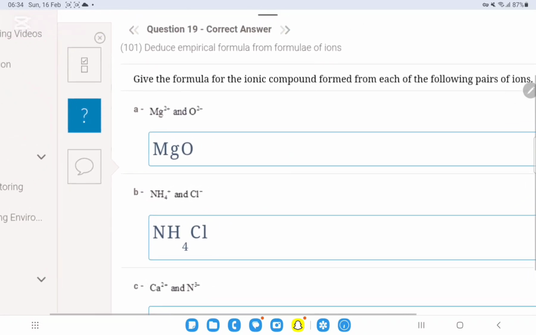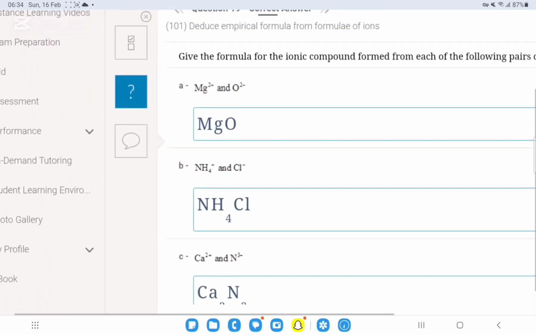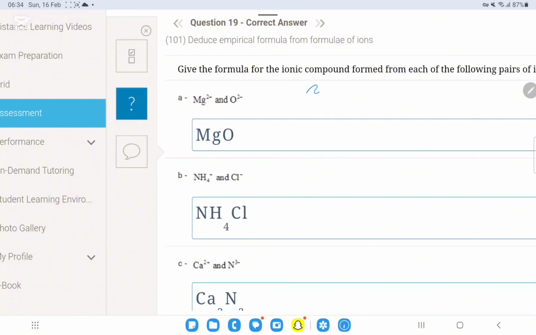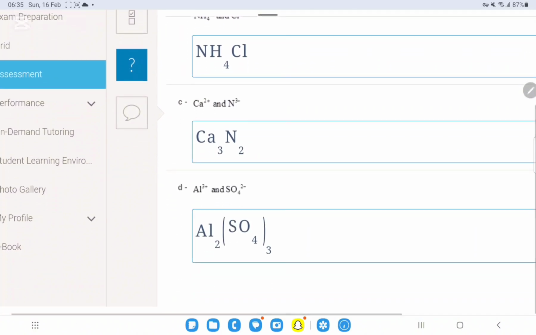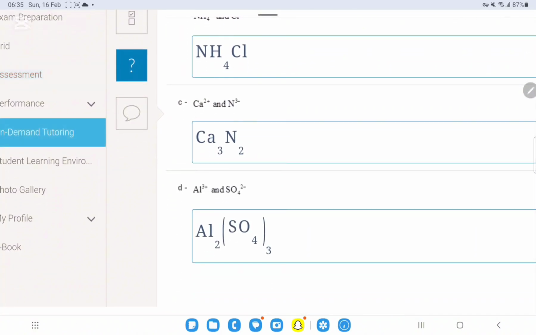Give the formula for the ionic compound formed from each of the following pairs of ions. Now Mg2+ and O2-, they have the same exact number, so the charge, opposite charge, but same number, so they cancel. MgO is the answer. Then NH4+ and Cl-, again since there is no number, it's 1, exact same number but opposite charge, so they cancel. Ca2+ and N3-, these two they don't cancel.